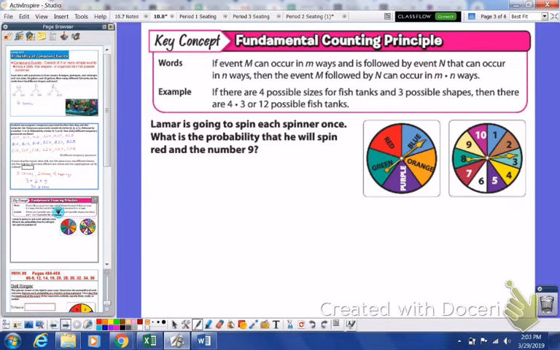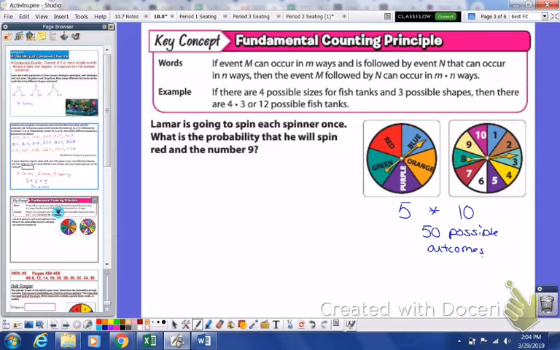So if we flip back, Lamar is going to spin each spinner once. What is the probability that he will spin red and the number 9? First off, I want to think about this first spinner. There are 5 different color options, 10 different numbers. So I know that there are 50 possible outcomes from spinning those 2 spinners.